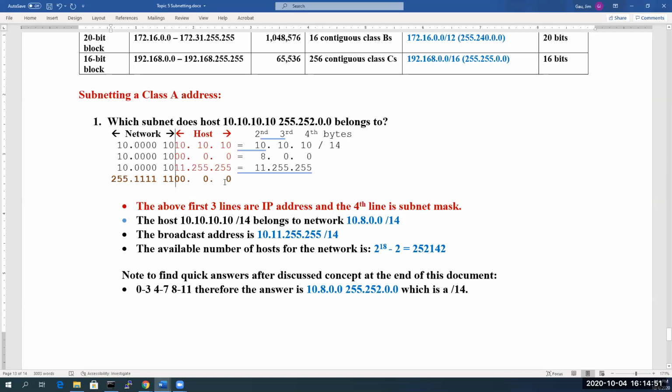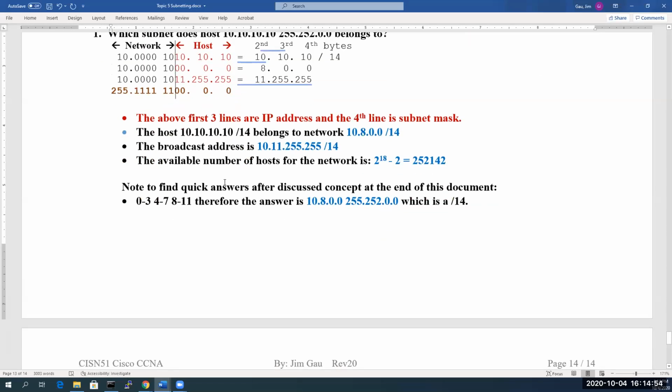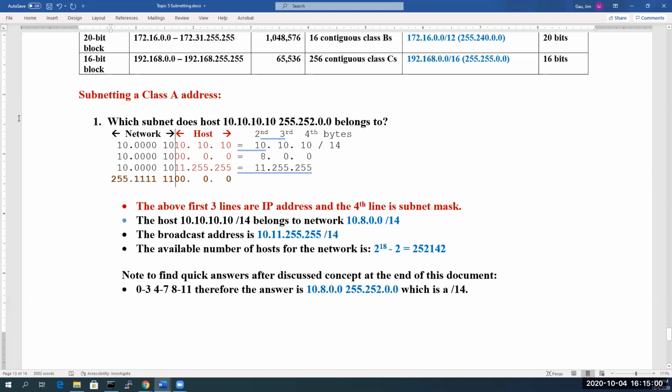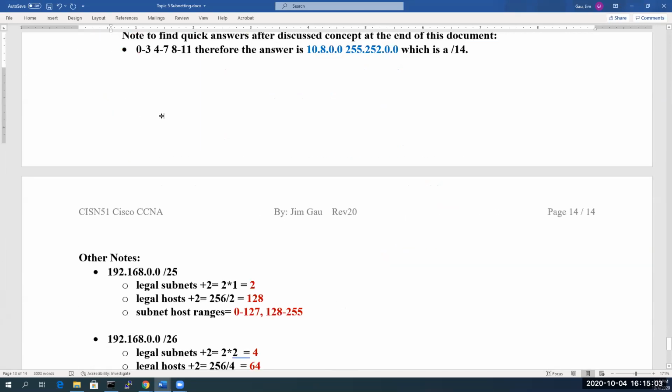All right, note to find a quick answer after we discuss the concept for this document is that when we created that, and you can see all the numbers in here, let's take a look at the end first.